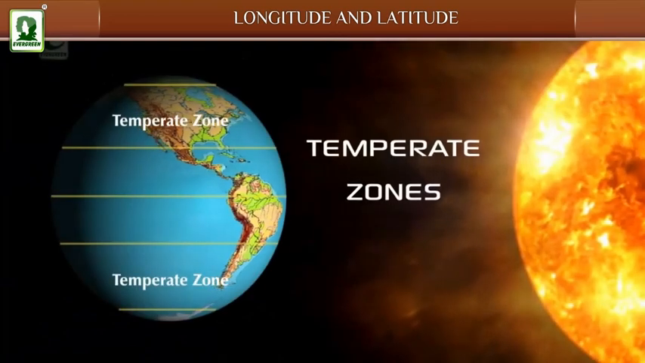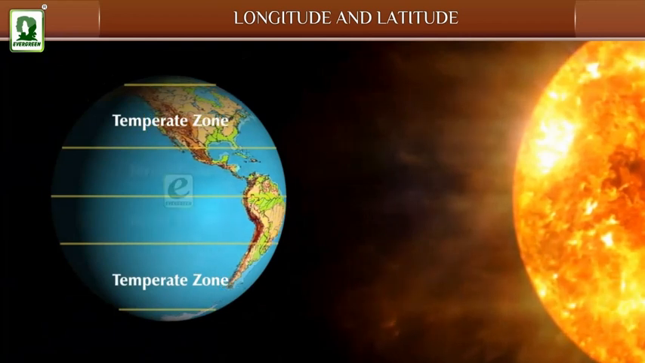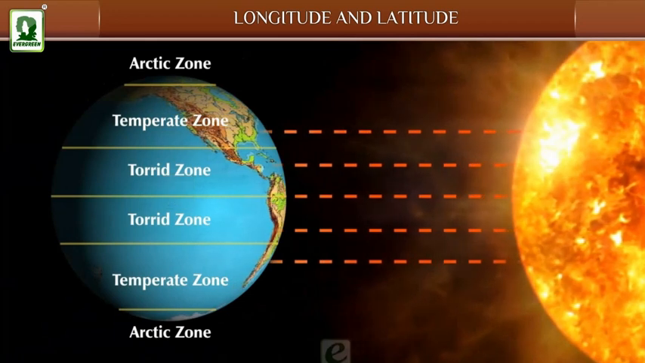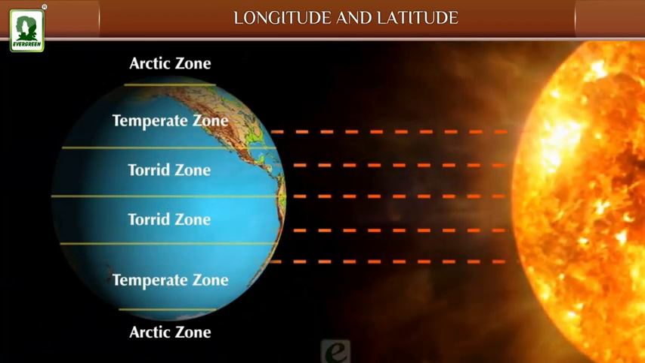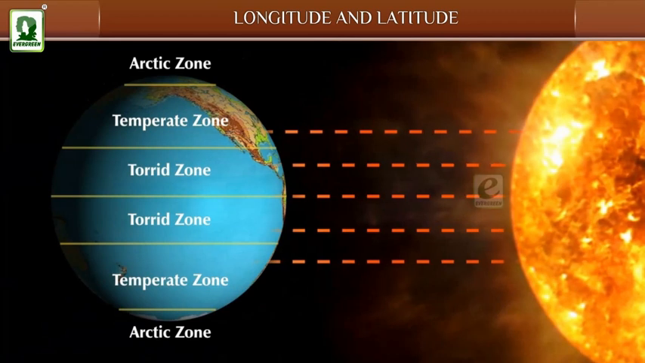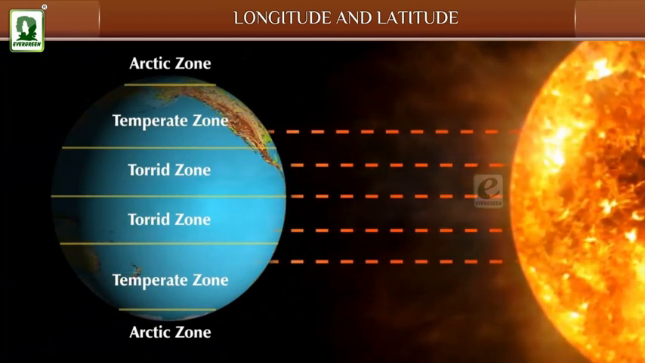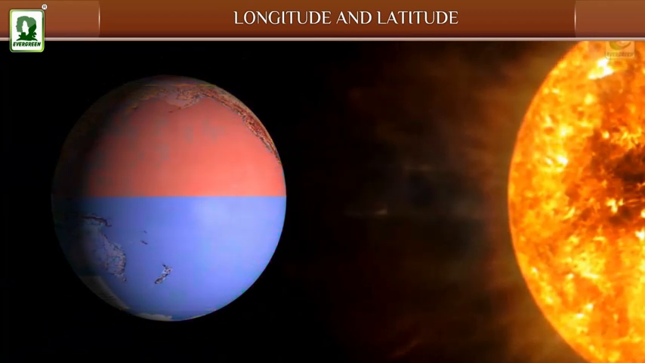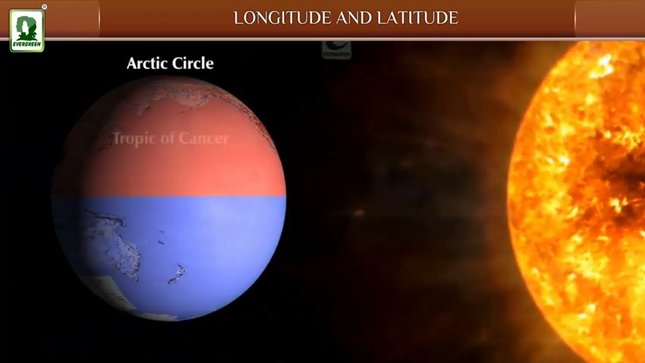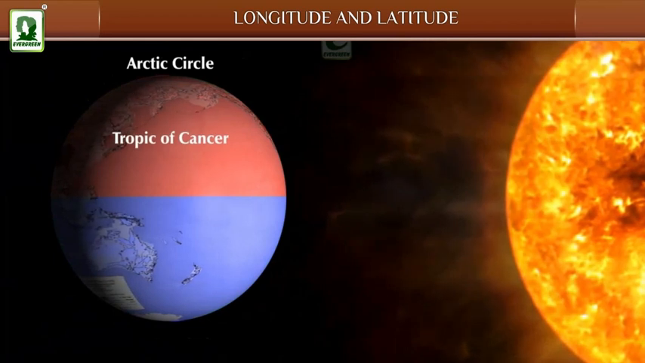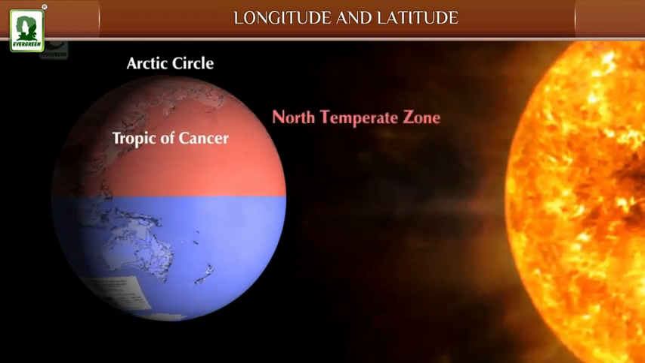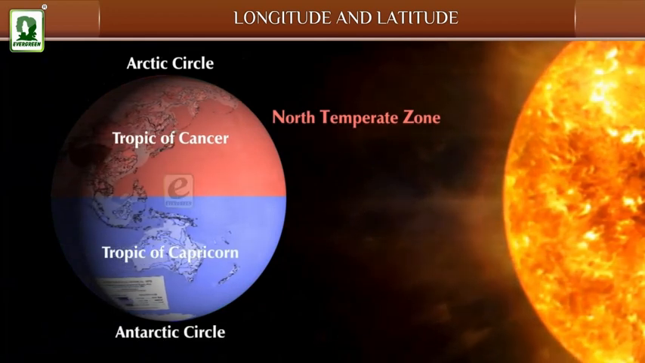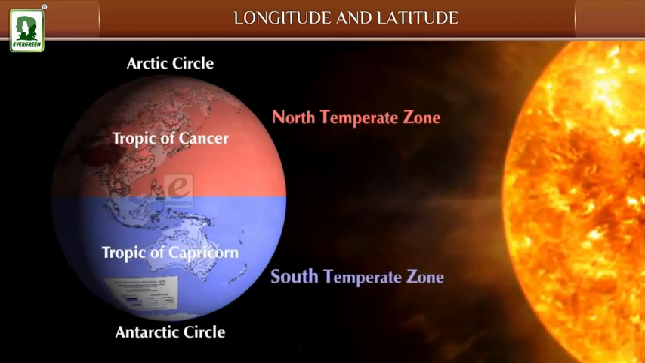Temperate zones. This zone falls below the torrid and the Arctic zone. The angle of sun's rays goes on decreasing towards poles. Thus, these regions have temperate or mild climate. They are neither too hot nor too cold. The region between the Arctic Circle and the Tropic of Cancer is known as North Temperate Zone. The region between the Tropic of Capricorn and the Antarctic Circle is known as South Temperate Zone.